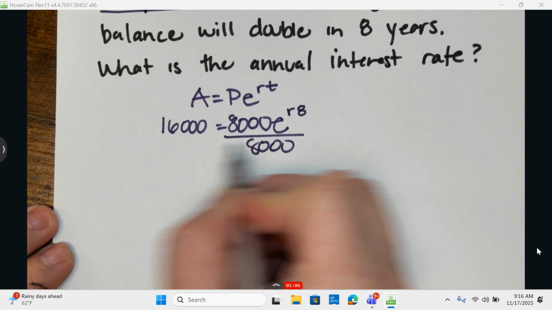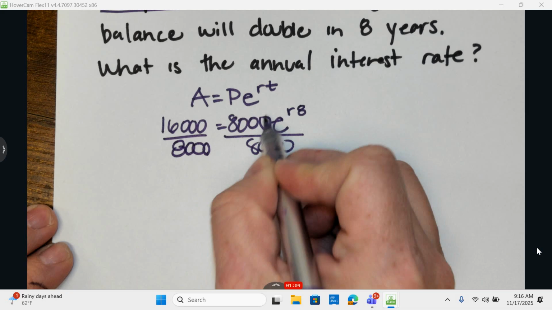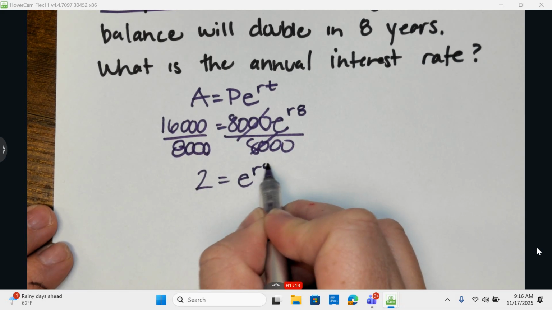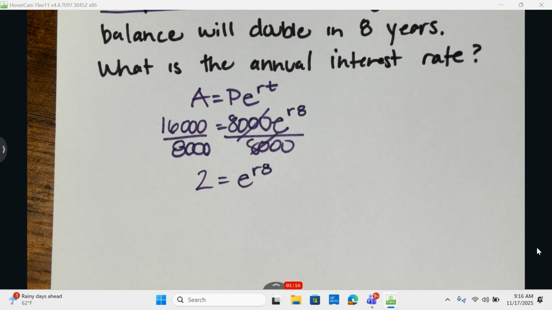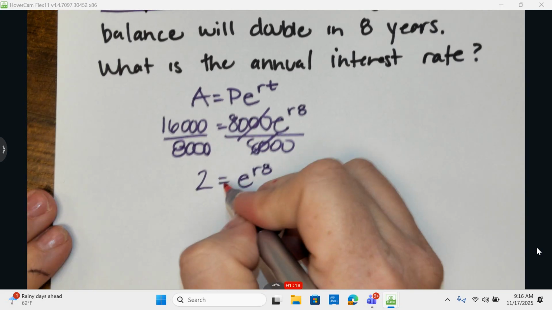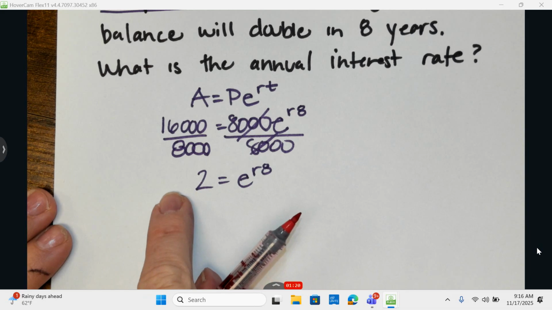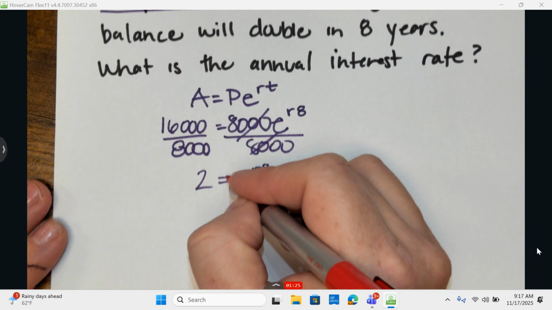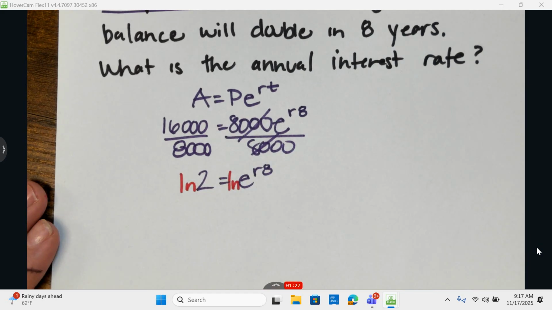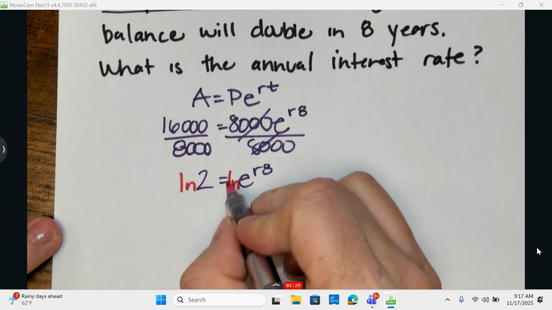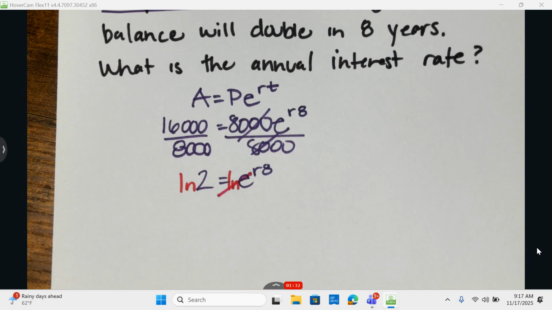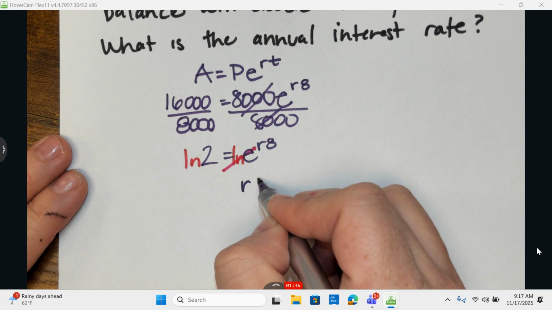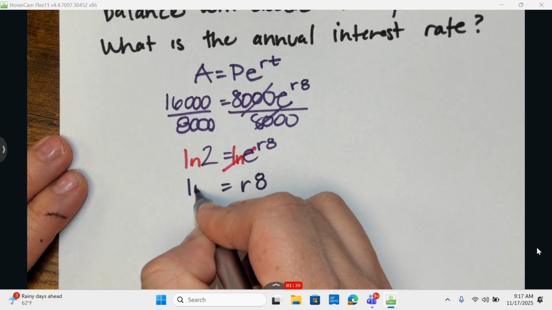We're going to divide both sides by 8,000. 16,000 divided by 8,000 is 2. Now, in order to eliminate the e so you can solve for R, I'm going to take log base e to both the left and the right to keep the equation balanced. Another way to write log base e is ln. So I'm going to take the ln to the left and to the right. On the right-hand side, the ln and the e will cancel. They really are going to simplify to 1. And we have 1 times R times 8.